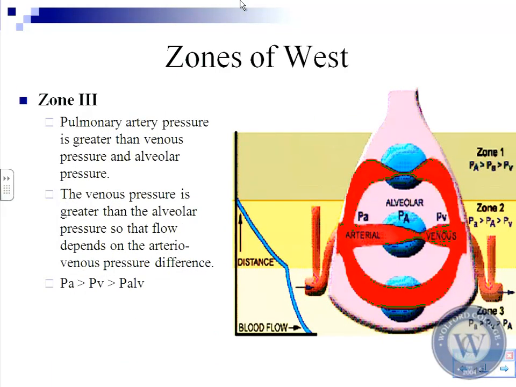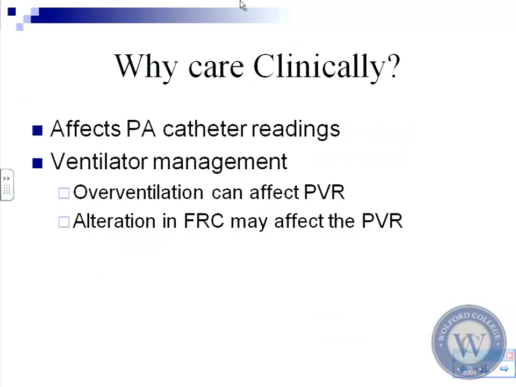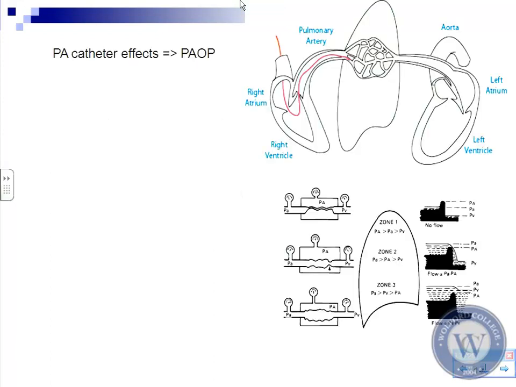Zone 3, pulmonary artery pressure is greater than venous pressure and alveolar pressure. This is this one here, so you have continuous flow through here. And when you get your PA catheter reading, that gives you the most accurate reading. That's where you should float your Swan in anyways, that's where it tends to go. It just depends on positioning the patient where it ends up being. Why care? As I said, it affects PA catheter readings. Ventilatory management can affect PVR, which can increase pulmonary vascular resistance, and alterations in FRC may also affect your PVR.